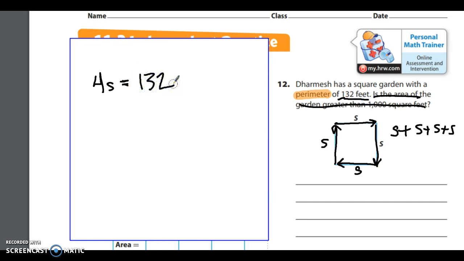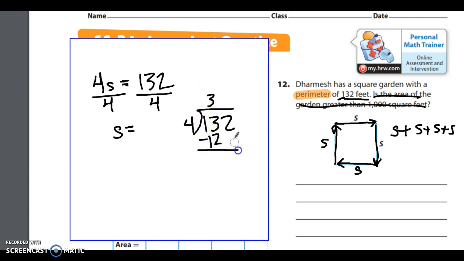Now how can we figure out what each S is? Well, we can do the opposite of 4 times S, and we could divide. If we divide by 4, we get 132 divided by 4. Each side is going to be: 4 goes into 13 3 times. 3 times 4 is 12. 4 goes into 12 3 times. 3 times 4 is 12. And the side is 33.